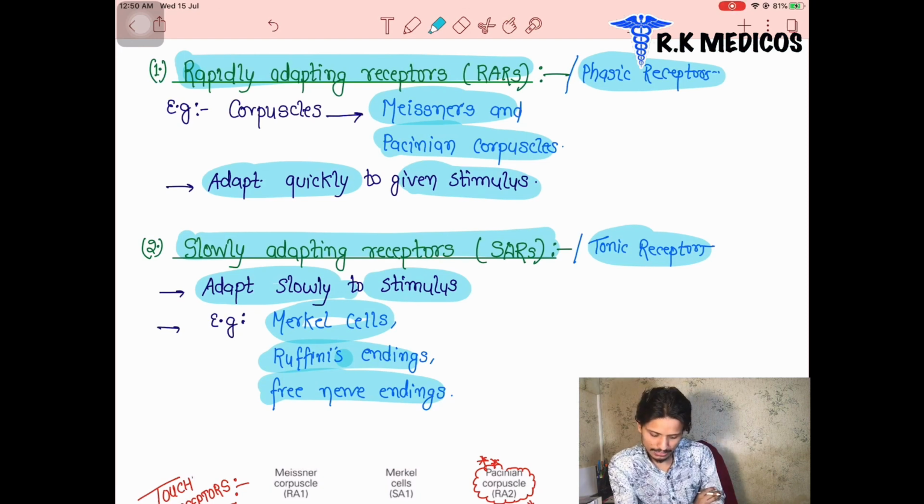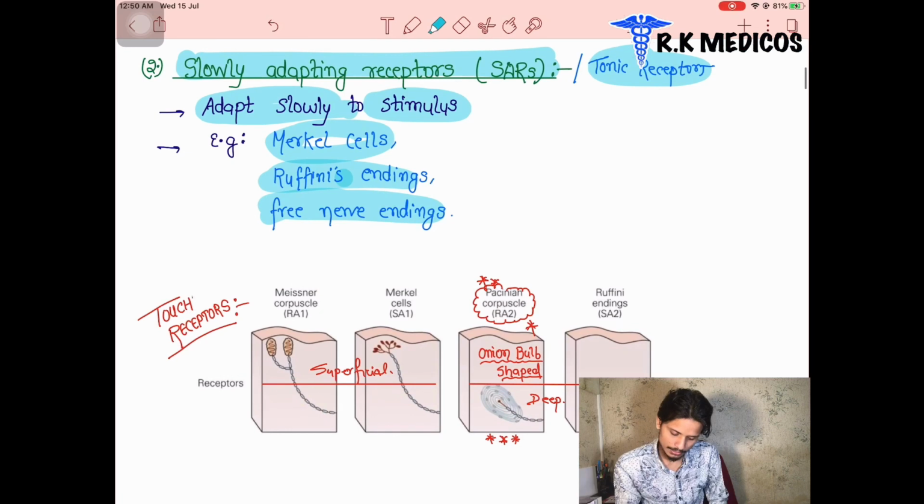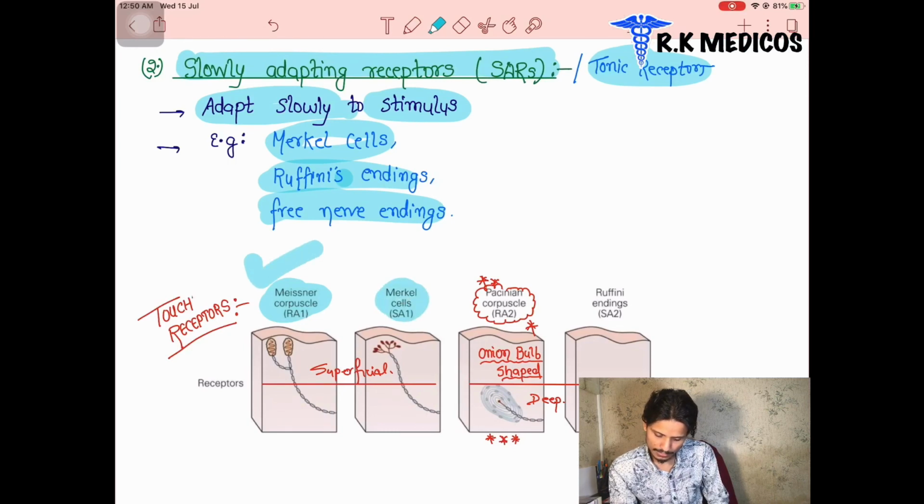We can see in this picture the Meissner's corpuscles. Are they superficial or deep? They are superficial. Merkel cells are superficial. And Pacinian corpuscles are located in the deep region, while the others are in the superficial region. So this is all about the general receptors.